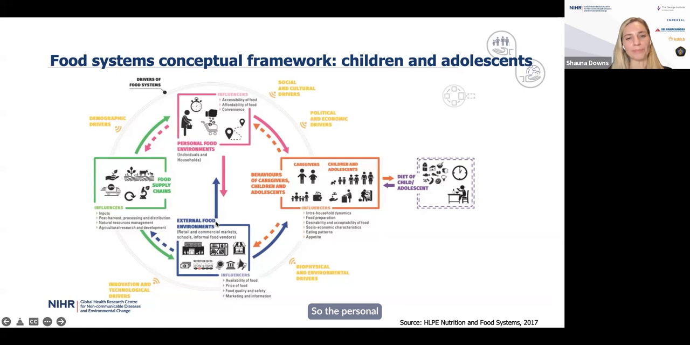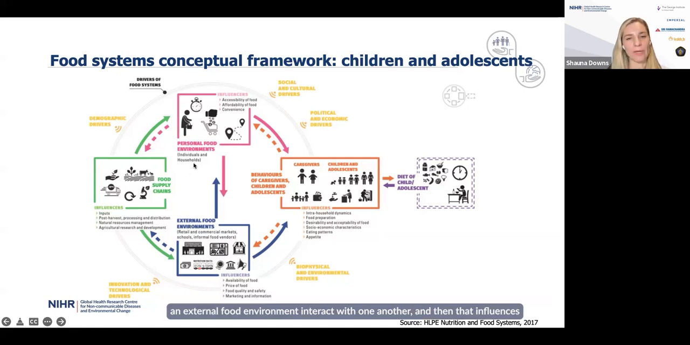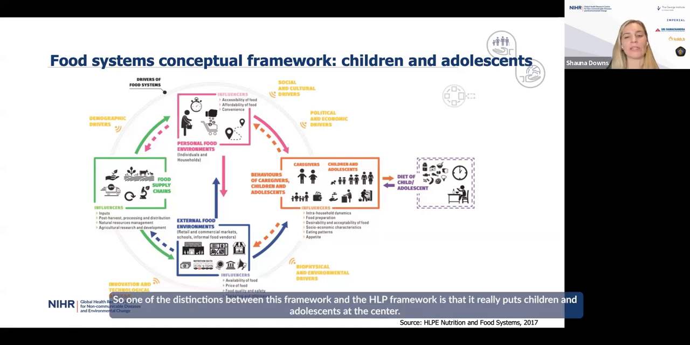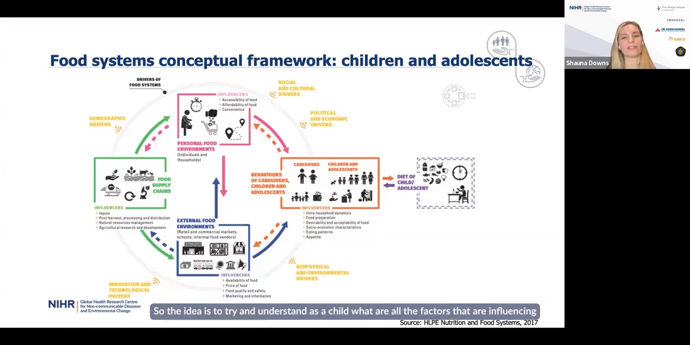So the personal and external food environment interact with one another, and then that influences behaviors of both caregivers, but also children and adolescents themselves. So one of the distinctions between this framework and the HLPE framework is that it really puts children and adolescents at the center. So the idea is to try and understand, as a child, what are all the factors that are influencing how you're fed, and what that leads to in terms of outcomes for nutrition.